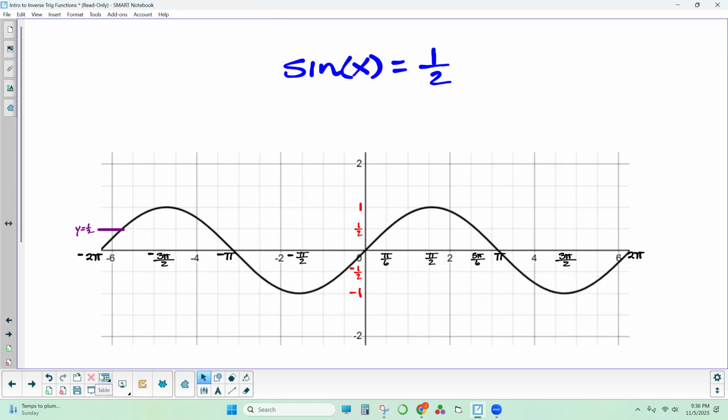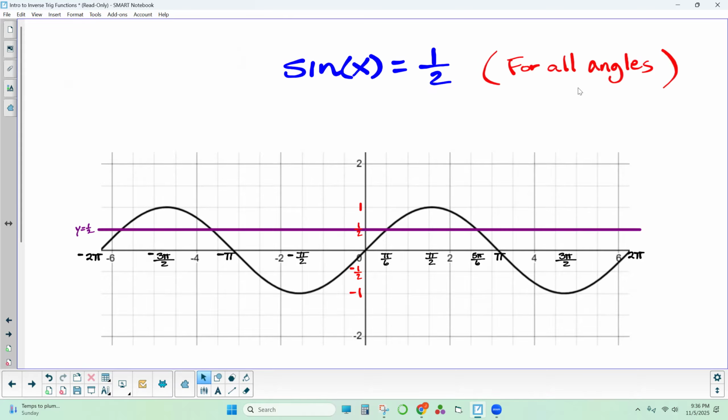I first want to show a graphical representation of sine x equals 1/2. So here's a graph of sine, and if I draw a horizontal line through 1/2, that is y equals 1/2, where that line intersects the graph of sine, those are my solutions. Now, the first thing we need to realize is that we are solving equations along a given interval.